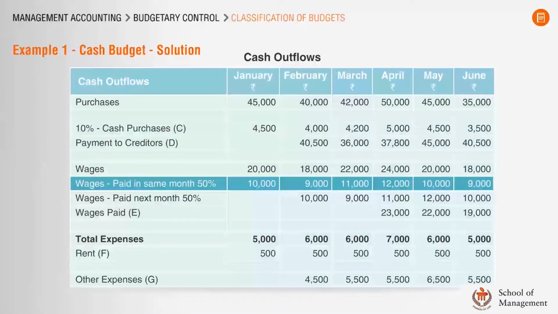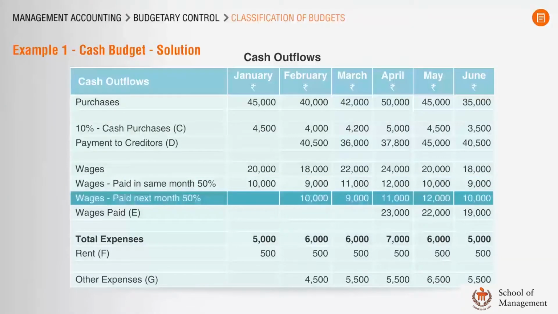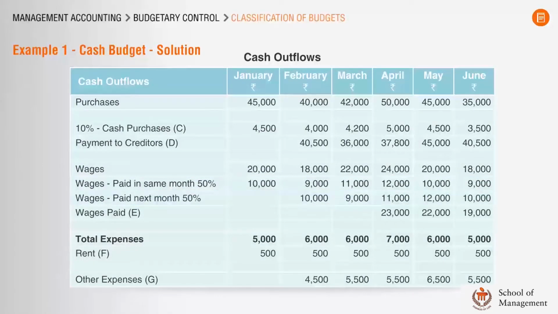Wages are paid 50% in the same month and the remaining 50% in the next month. So, wages paid in the month of April would be 50% of the wage expenses incurred in April and 50% of the wages incurred in the previous month, which is March.